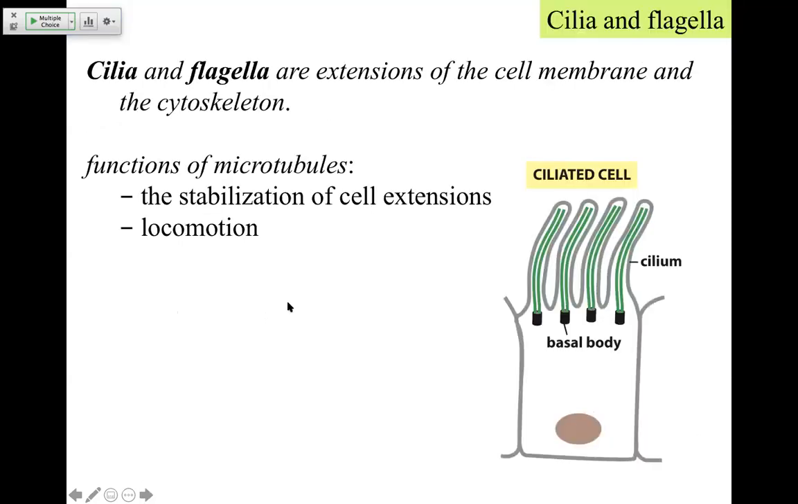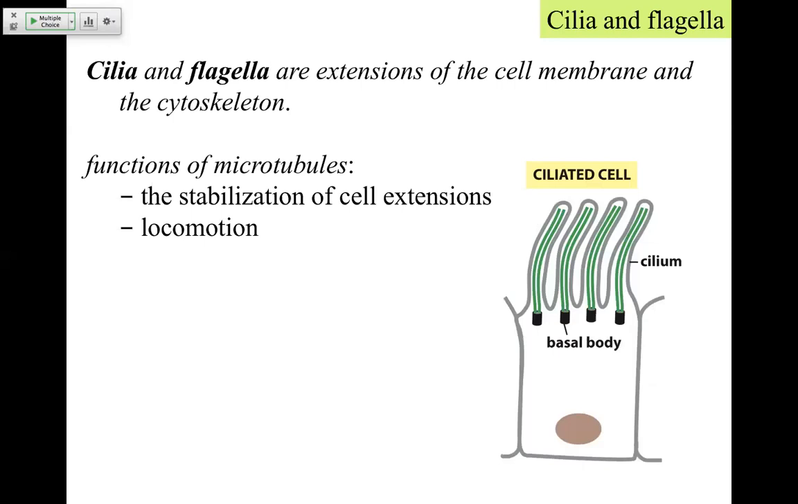So microtubules are also present and function in particular cell types, cells that have cilia. This would be an example of an epithelial cell where one side has extensions of the plasma membrane. Those extensions are stabilized by the presence of microtubules that have grown from a basal body, another example of a microtubule organizing center. So the plus end would be at the tips of each of these cilia. And these microtubules can move.